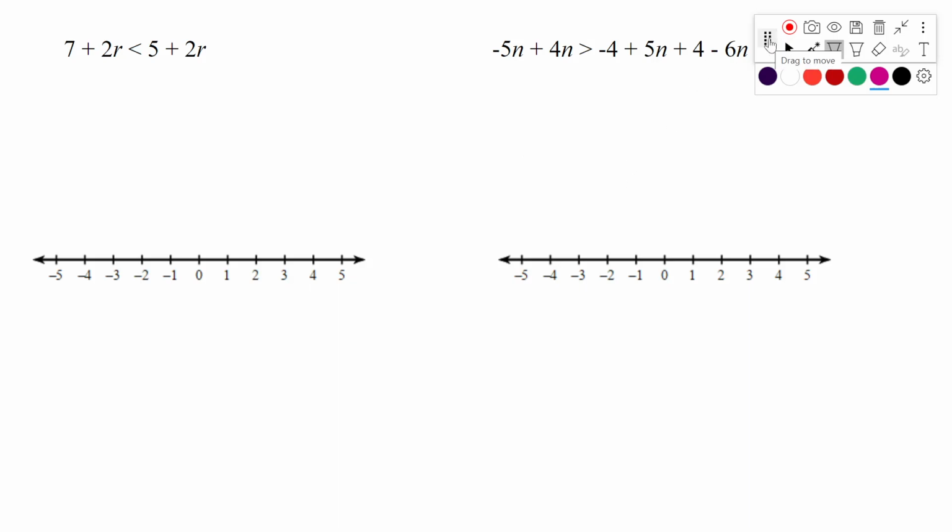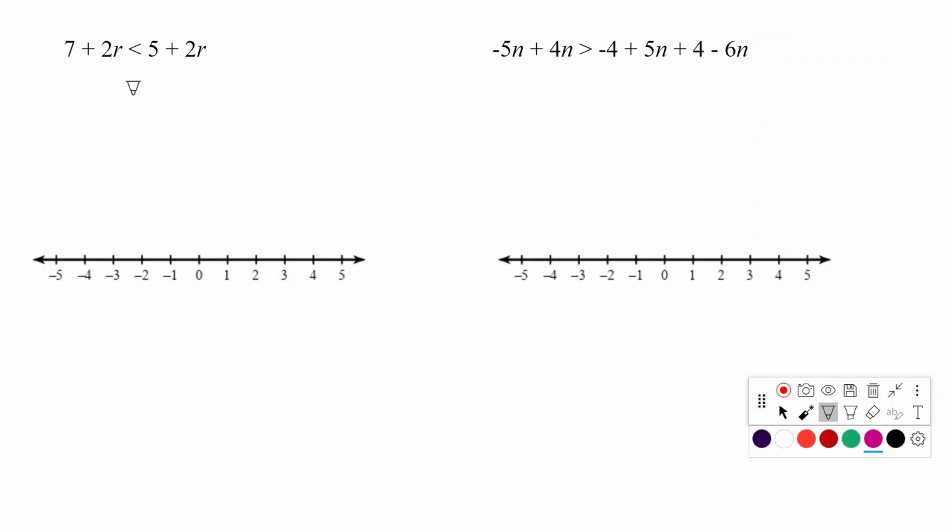I have two more we're going to look at. I have 7 plus 2r is less than 5 plus 2r. So again, I'm going to start by getting my variable on one side. And to do that, I would subtract 2r. But what happens is that the 2r cancels on both sides. So we're left with 7 is less than 5. That is not true. So this one has no solution. When you have no solution, you also have no graph. There's nothing more to do with this problem.